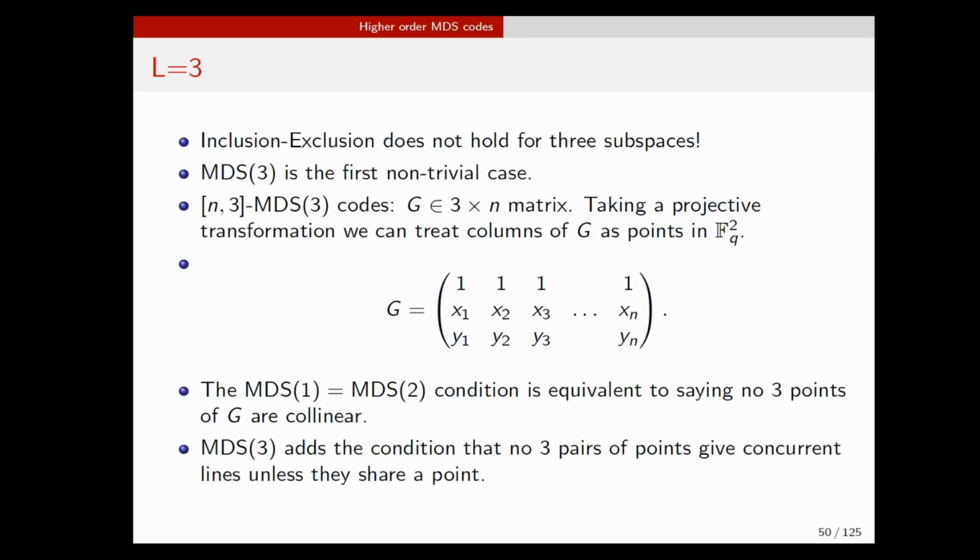Interesting. Is it correct to view MDS 4 also geometrically? It becomes harder. I just gave a characterization of n comma MDS3. For n comma 4, you'll end up talking about subspaces intersecting in a certain way. And yeah, it will just become more and more painful.